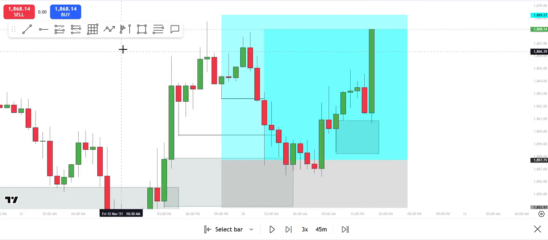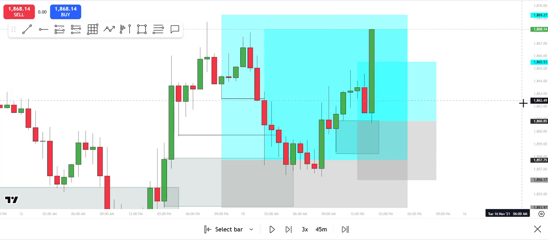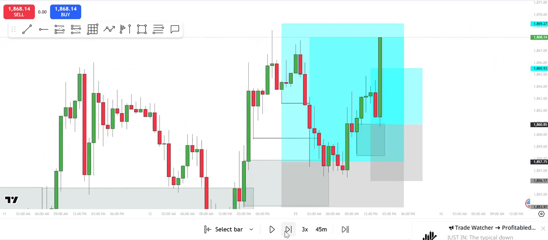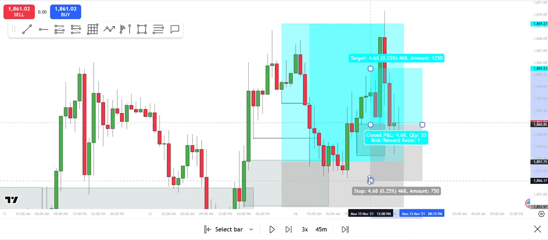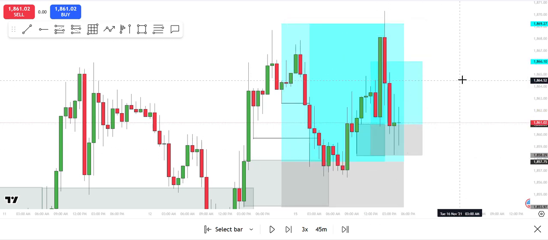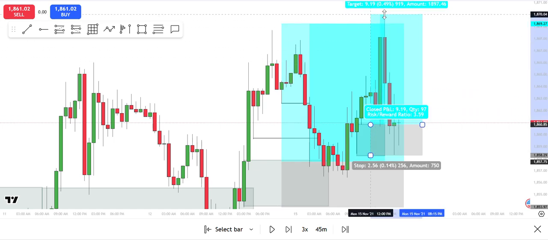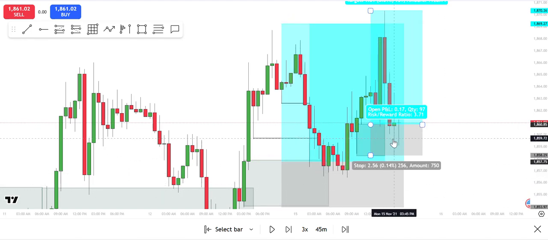So you could also say, okay, let's take a trade from here to take out the high that price has created. The target B will be this particular high, this high here. So that will be the high we will be targeting for demand.